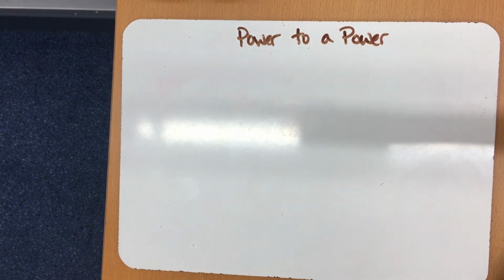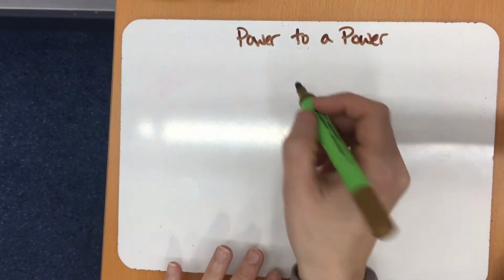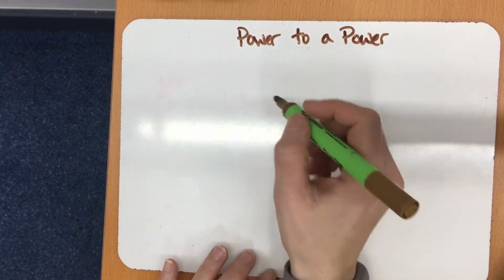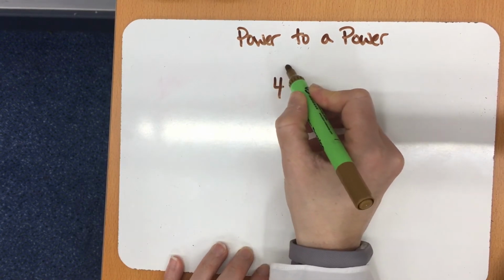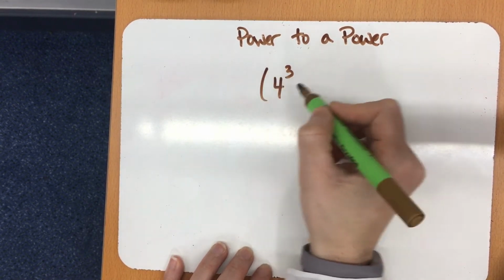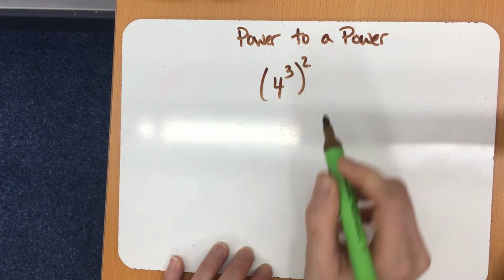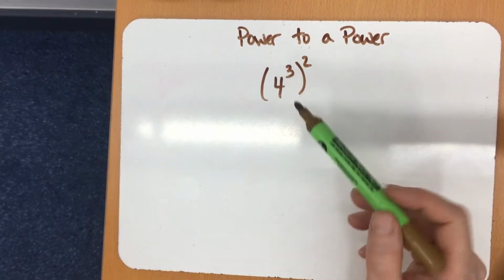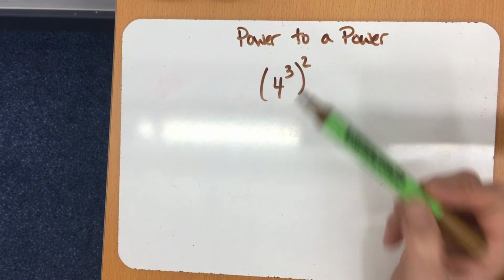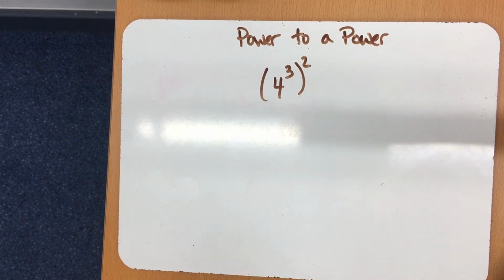For this particular pattern, let's say you have something like 4 to the third power taken to the second power. So we call it power to a power because it's an exponent taken to another exponent. And this has a pattern just like multiplying exponents had a pattern. To discover that pattern, I'm going to show you what this looks like in expanded form.